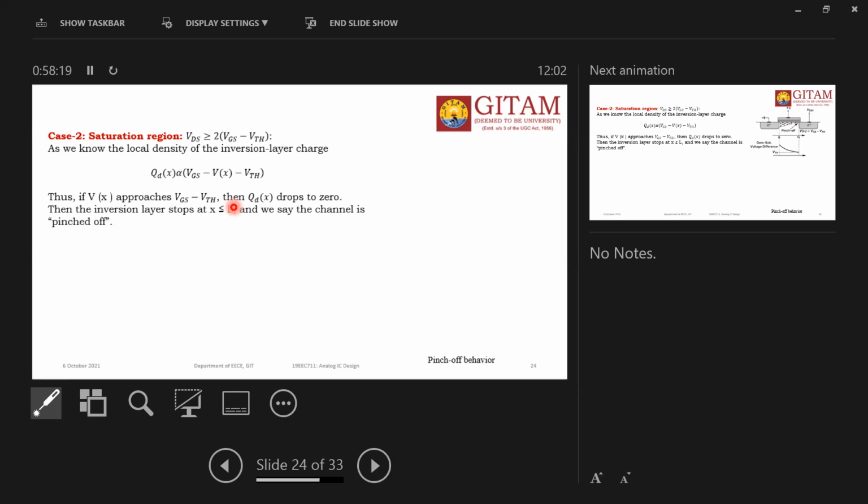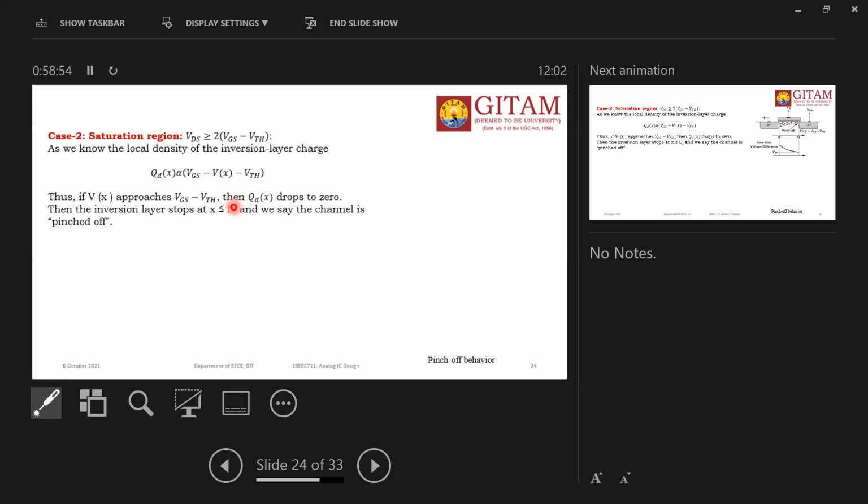See, substitute V of X with VGS minus VTH. Then VGS gets cancelled, VTH is cancelled. Then what happens? 0. The charge in the channel becomes 0. Whenever V of X equals VGS minus VTH, the charge in the channel is 0. Zero charge means no charge from there. So that's the thing. That is called the pinch off.